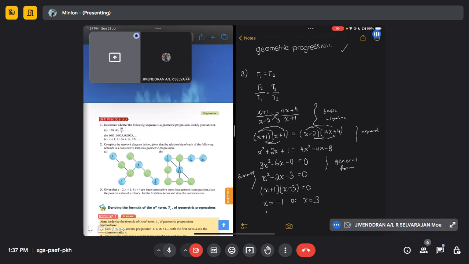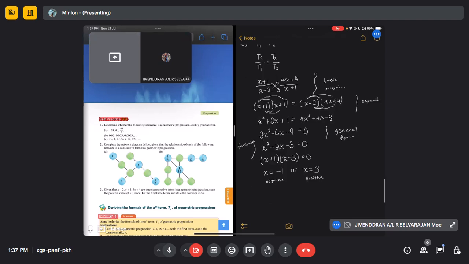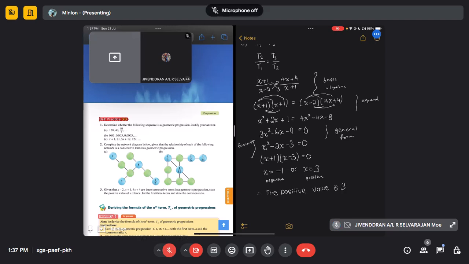So this is a negative value. This is a positive value. So based on the question, they want a positive value, right? So the positive value is 3, and then you continue.